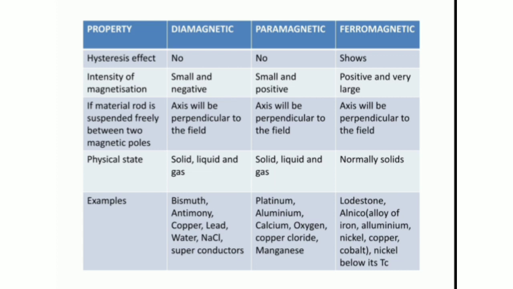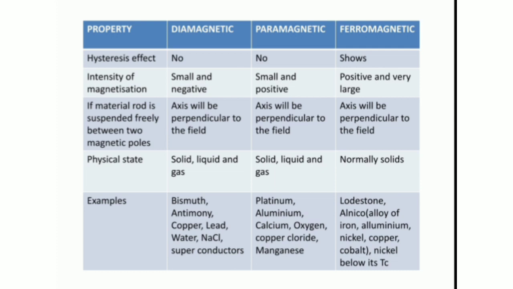Now, if the material rod is suspended freely between two magnetic poles, for diamagnetic material the axis will be perpendicular to the field, and for paramagnetic and ferromagnetic also, the axis will be perpendicular to the field. All the three will behave in a similar way. Now, the physical state. Diamagnetic material and the paramagnetic material will be present in all the three forms, solid, liquid and gas, but ferromagnetic materials are normally seen as solids.